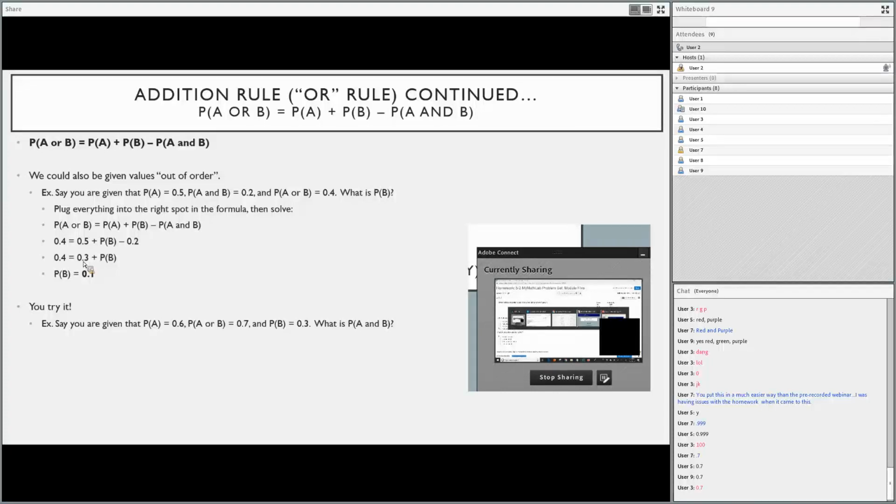So say you're given probability of A is 0.6, probability of A or B is 0.7, probability of B is 0.3, and you're trying to find probability of A and B. By plugging in those numbers to their right position and solving, let me know when you're ready what the probability of A and B is.